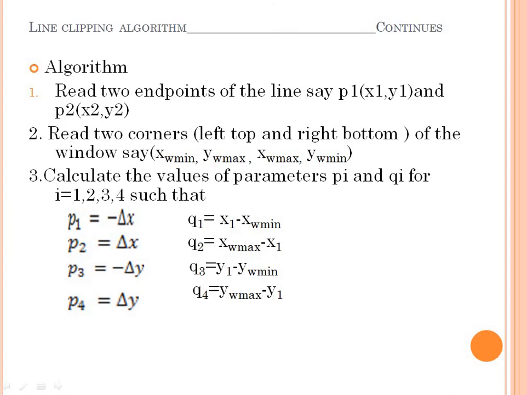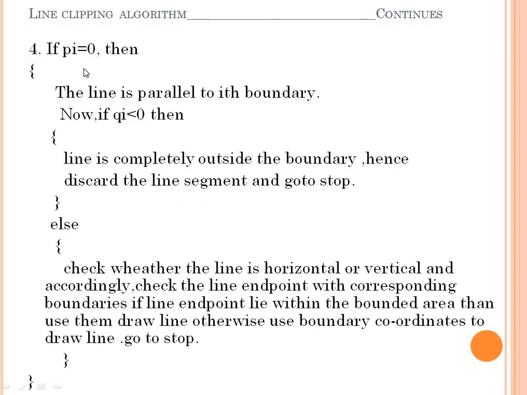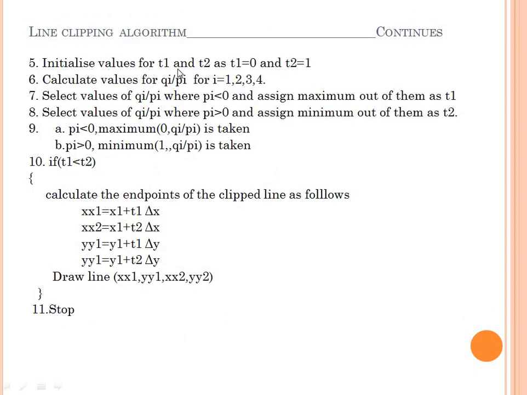First the endpoints are read along with these inequalities. Then we check if Pi is equal to 0, the line is parallel to the ith boundary. If Qi is less than 0, then the line is outside of the boundary. If Qi is greater than 0, then we check further. Discard if Qi is less than 0, the line is completely outside of the boundary, so discard the line segment and go to the next step. Then in the fifth step, here is the T1 and T2 calculation. If Pi is less than 0, calculate T1; if Pi is greater than 0, calculate T2.